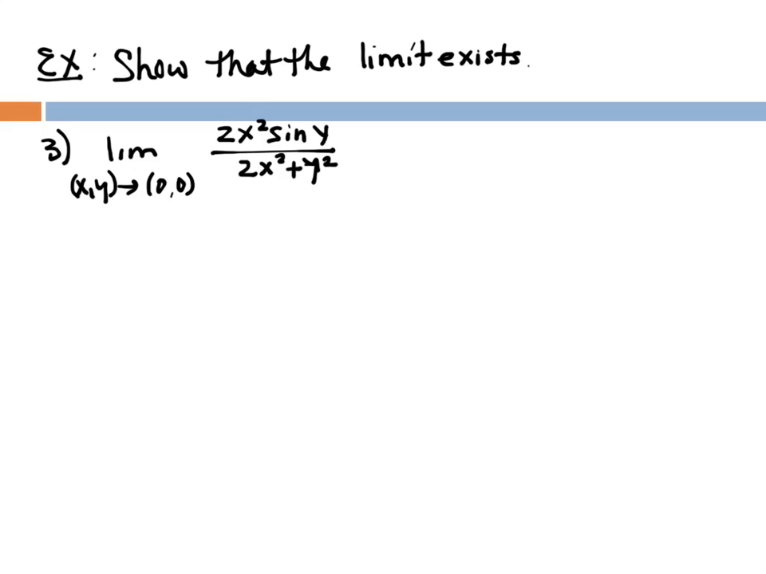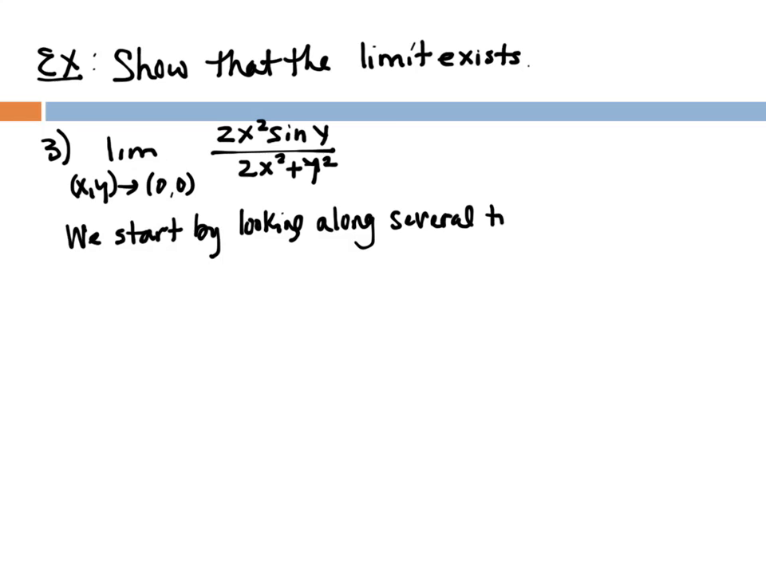We're going to start this problem much like we started the last one where we were showing things didn't exist. We're going to look at the 3 traces, and then we're going to go from there. So we're going to look first, in fact, I'll write that in just so you have it written in your notes too. So we start by looking along several traces, or paths if you prefer.